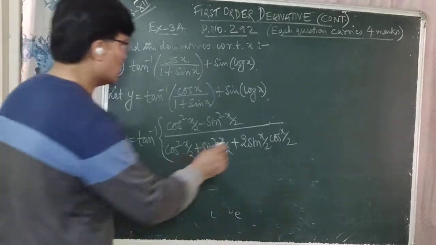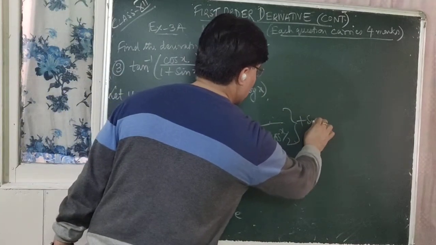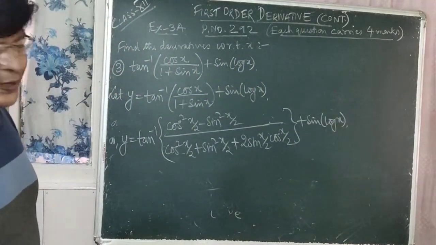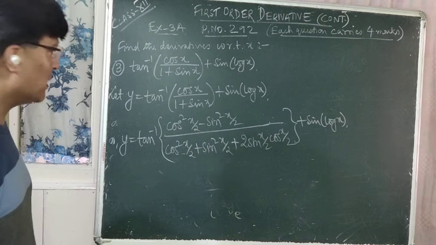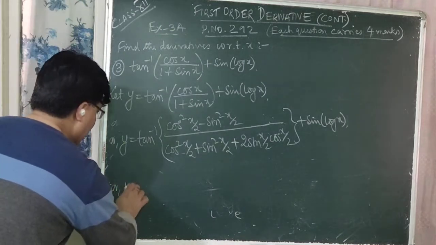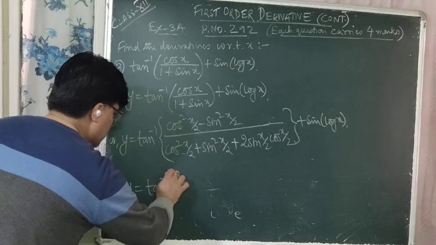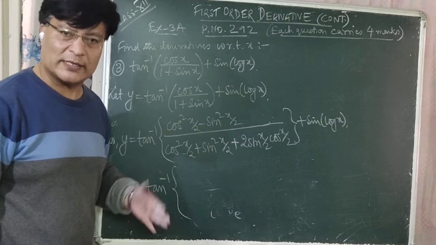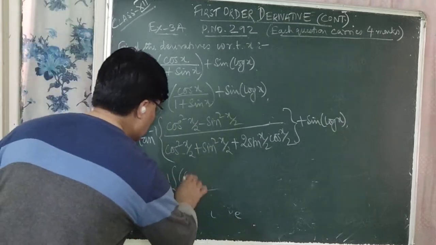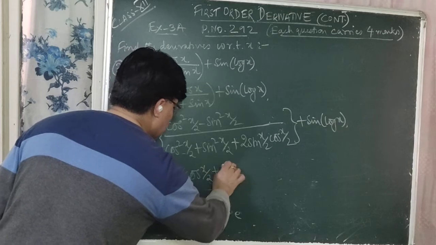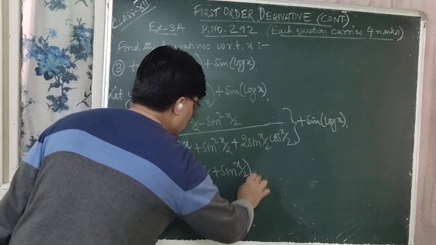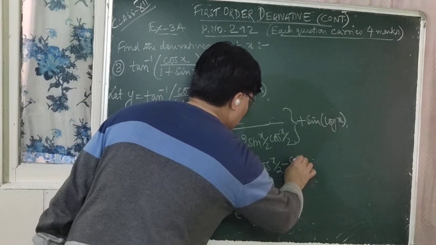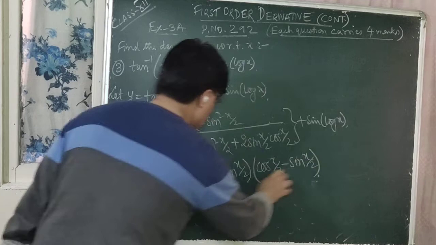Is that clear? So second bracket is closed. Then write down the second term. The second term remains the same. You cannot simplify the second term, isn't it? So keep it the same, that is sine of log x. So let us simplify the first term here. y is equal to tan inverse. Now within second bracket, what is the formula? a square minus b square, that is from algebra, so it is a plus b into a minus b. That is cos x by 2 plus sin x by 2 into a minus b. What is a minus b here? Cos x by 2 minus sin x by 2, right?